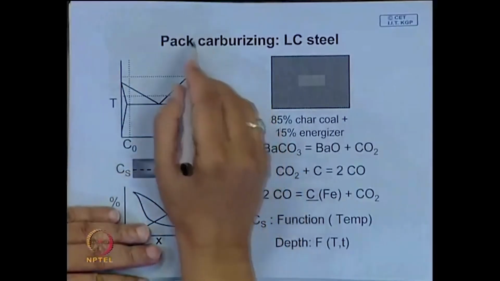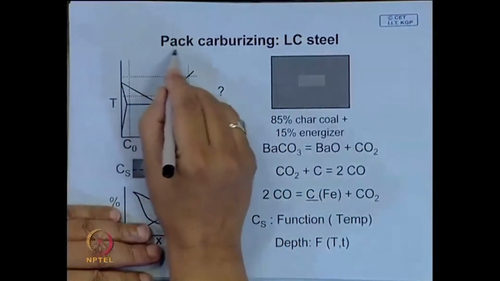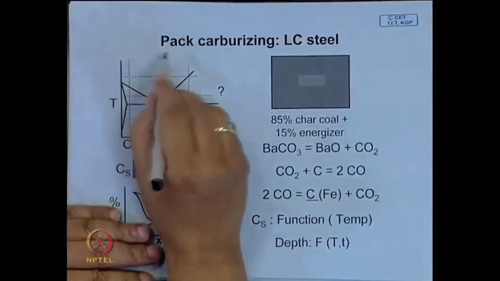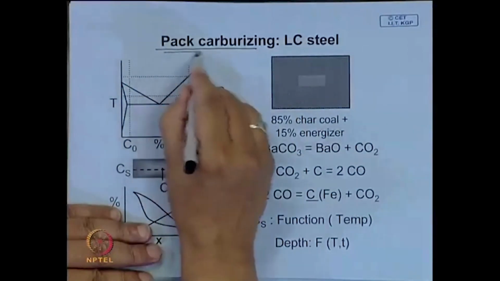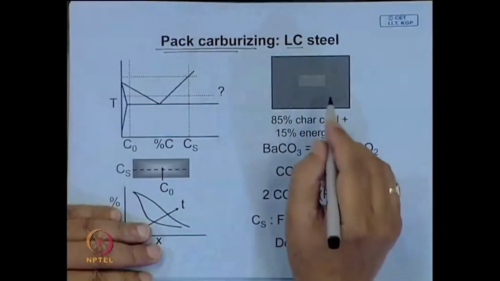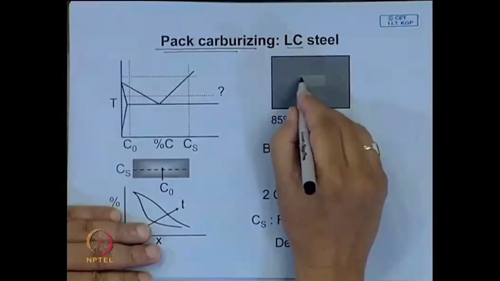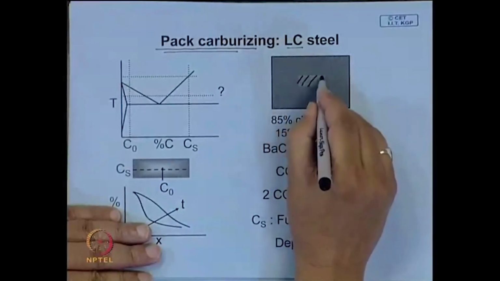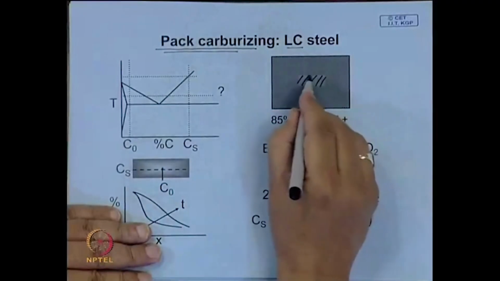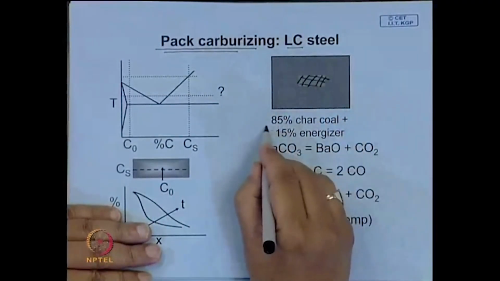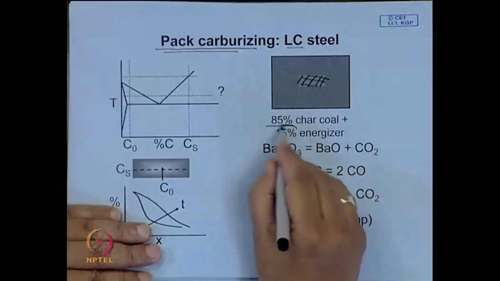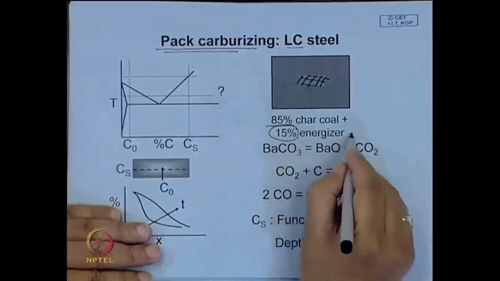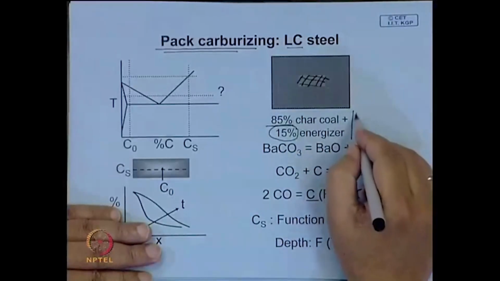And here, there are several methods by which you can increase the carbon content at the surface, and one very popular method is pack carburizing, and this treatment is given to low carbon steel. So, here you have a material, say suppose this is the job, which is kept in a carburizing mixture made up of activated charcoal, say around 85% charcoal, and you also need some energizer, 15% energizer, to promote the carburization process.